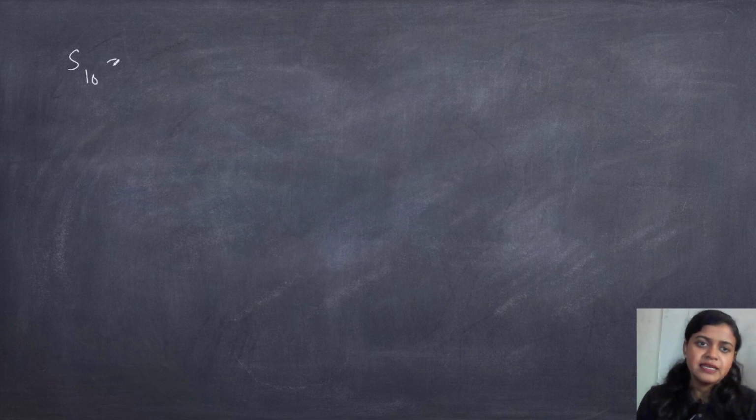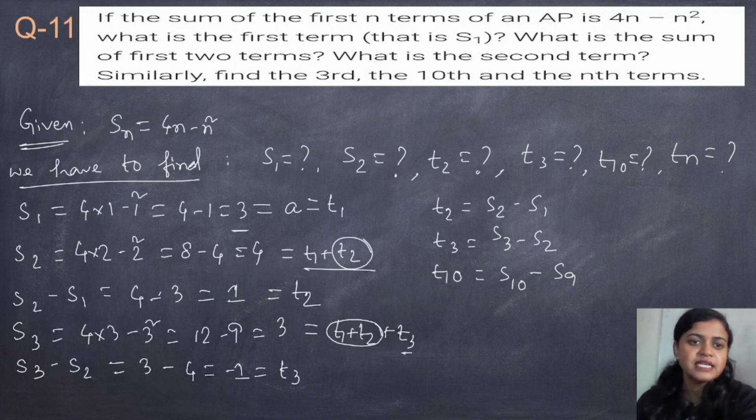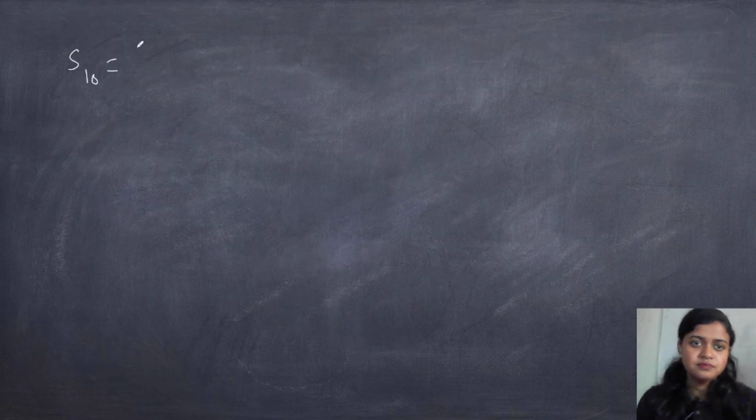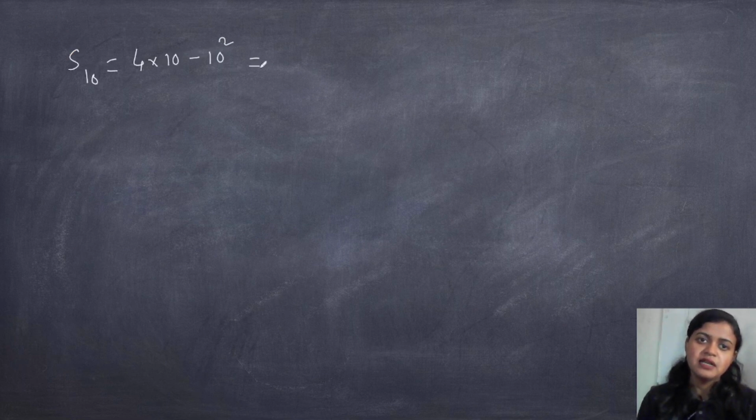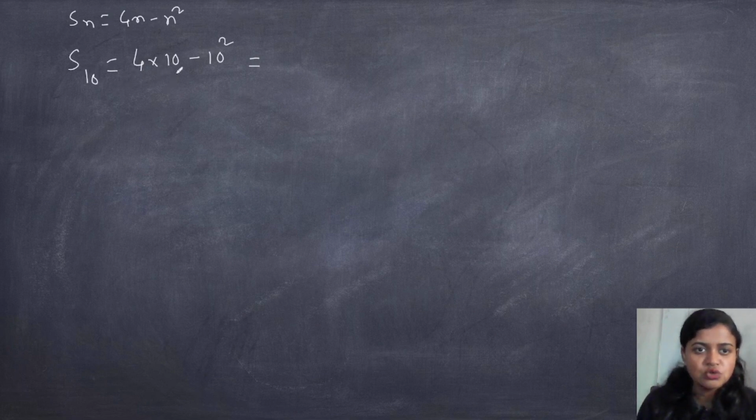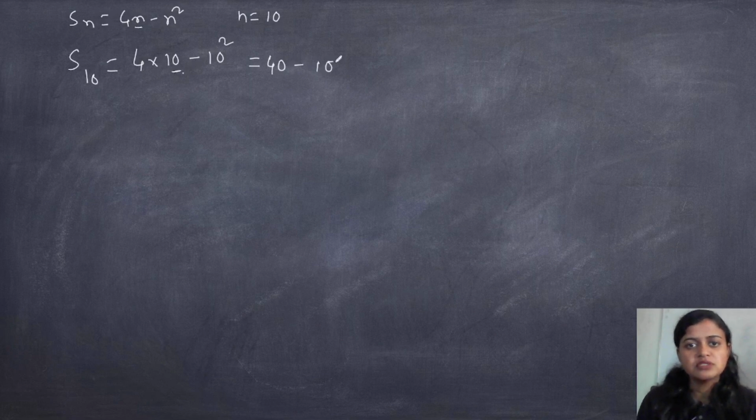T10, S10. So Sn is what? Sn equals 4n minus n square. So you have to put just n equals 10 in the place of n. So 4 into 10 minus 10 square. 4 into 10 means 40, minus 10 square means 100. That is minus 60.